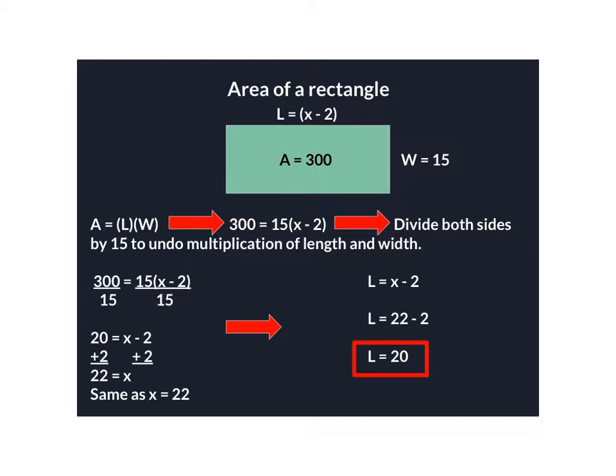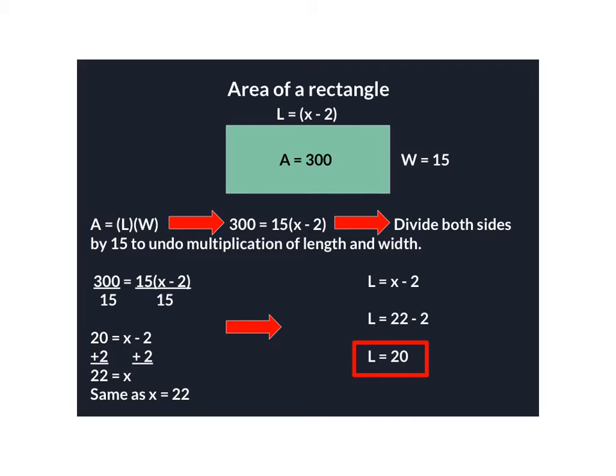So we found our x value, so now we can come back to this expression up here to figure out what the length is, because the length is represented by whatever x is, subtract 2 from that. Well, we know from over here that x equals 22. So substituting this x right here for that value of 22, we see that 22 minus 2 gives us 20. Therefore, the actual length of this rectangle is 20.